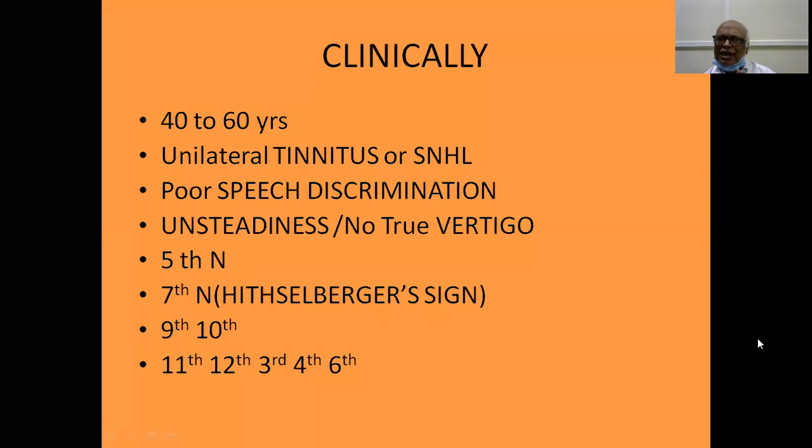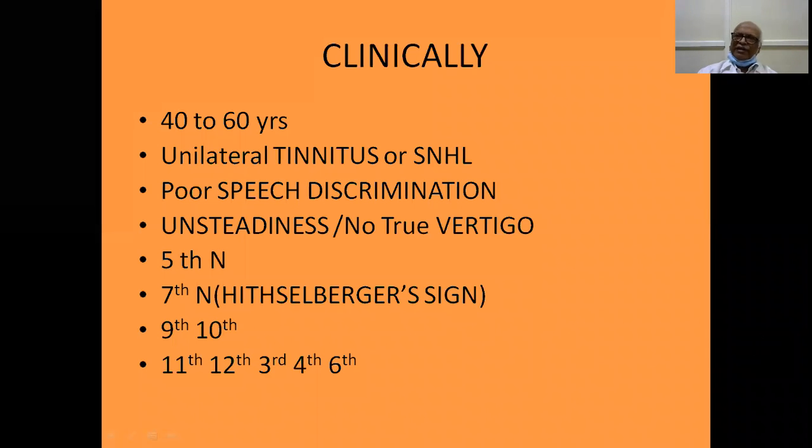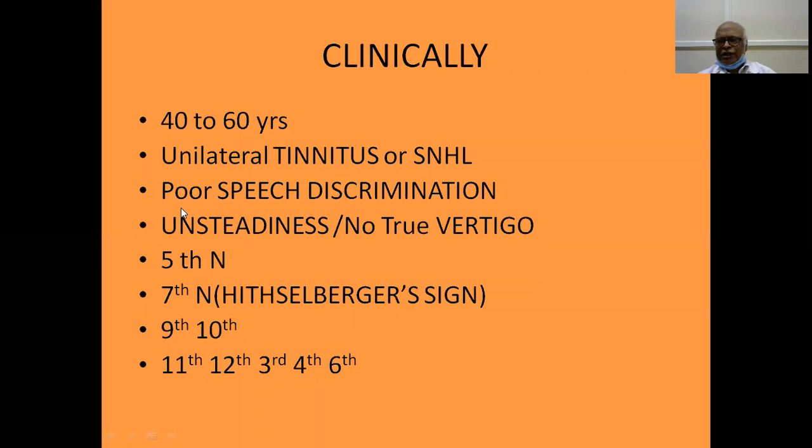And in these cases, even though the tumor arises from the vestibular part of the eighth nerve, there is no vertigo. But in course of time, as the tumor increases in size, there will be unsteadiness. Of course, if the tumor compresses on the cerebellum, there will be cerebellar ataxia. The patient tries to fall towards the side of the lesion.